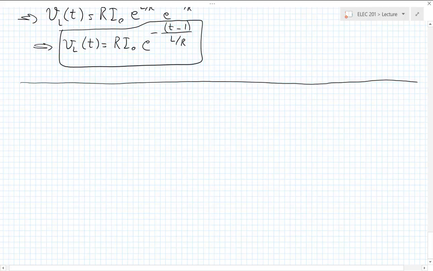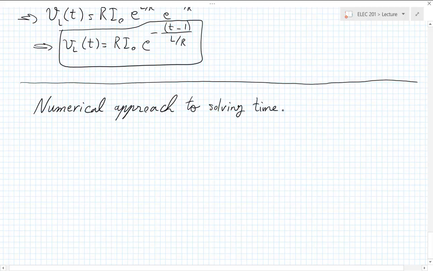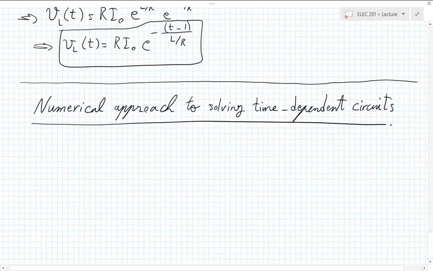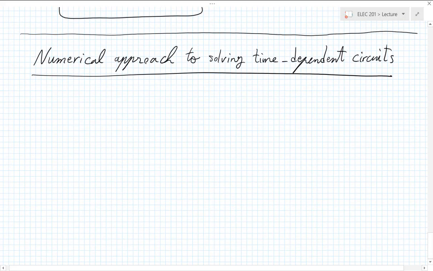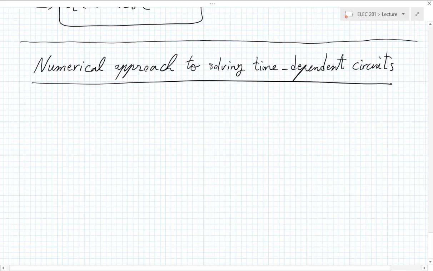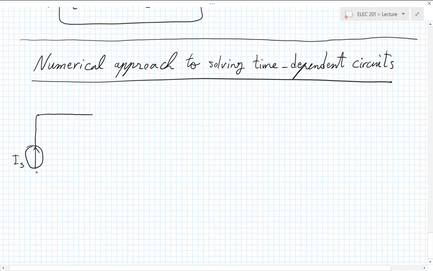So a little bit of a numerical approach to solving time-dependent circuits. Take the same example that we just discussed. Let's draw it in that more compact form of this IS.